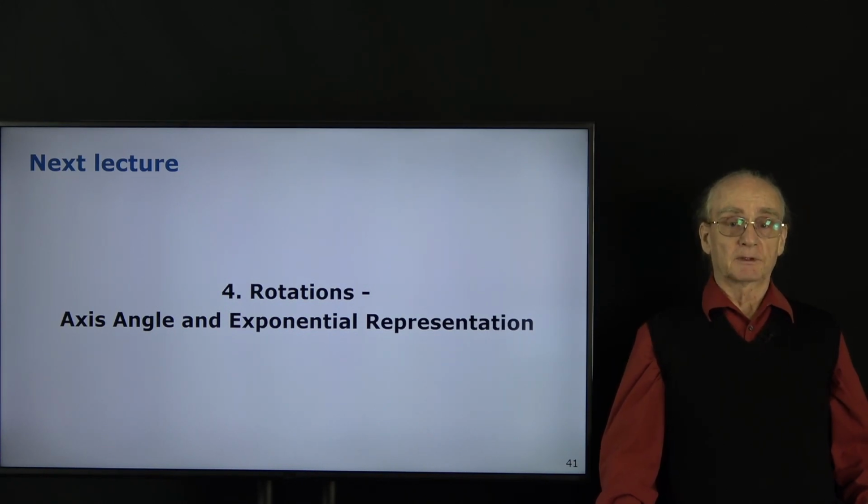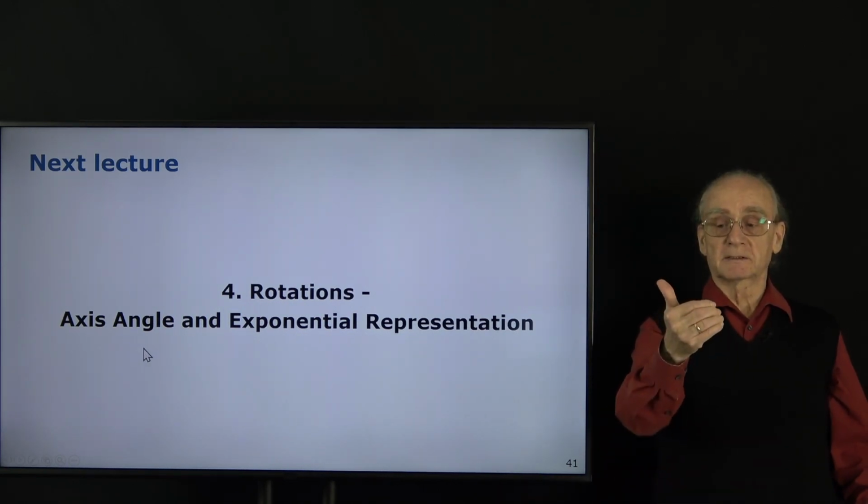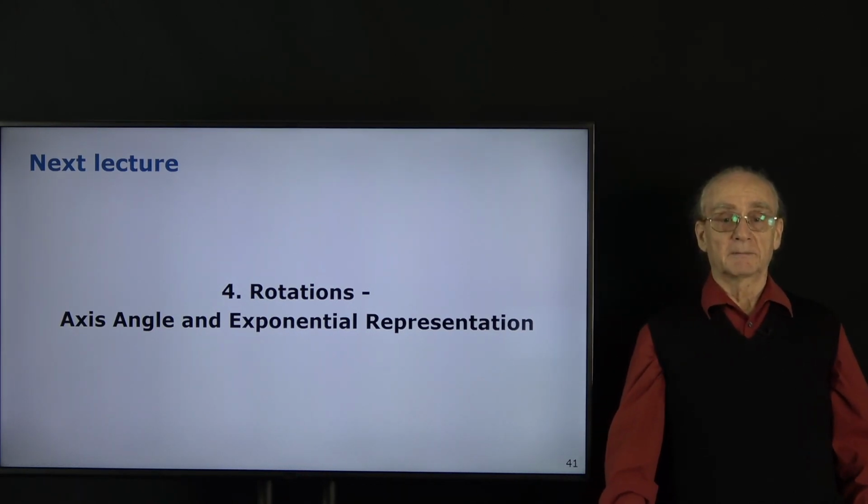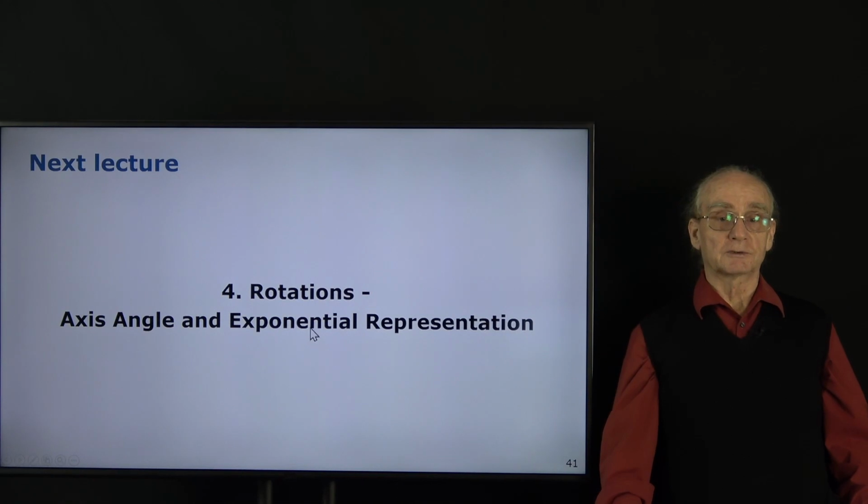And next time we look at 2 other representations, one which is called axis angle rotation. So you have an axis and a rotation around this axis with some angle. And then a mathematically appealing representation using the exponential of a skew-symmetric matrix. And we will see that these are very, very closely related. And this is the topic of our next lecture.